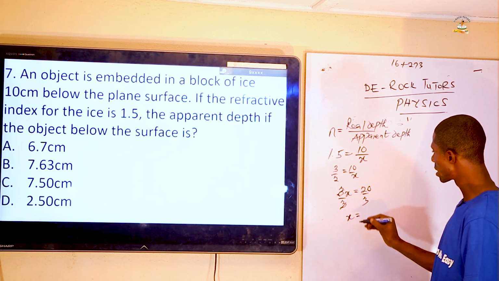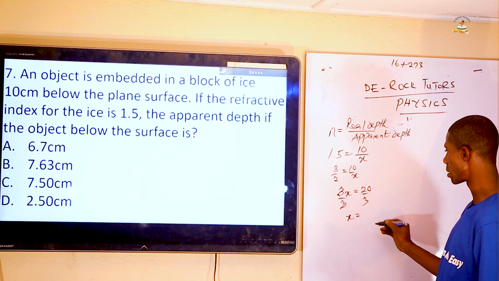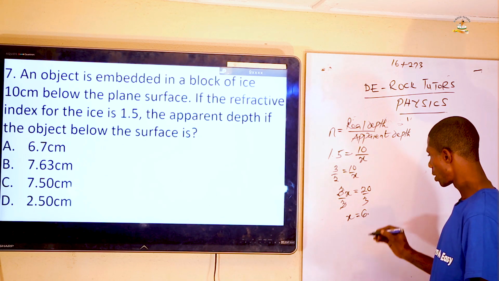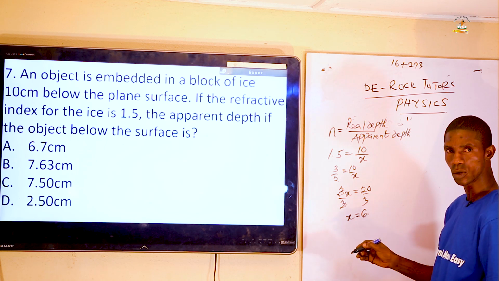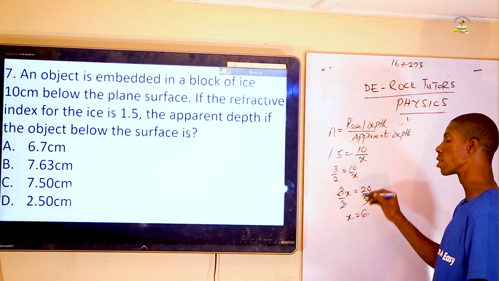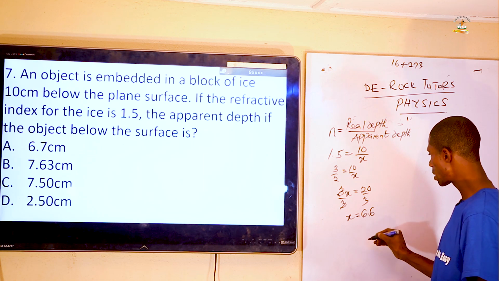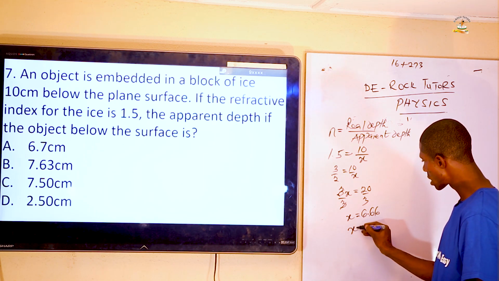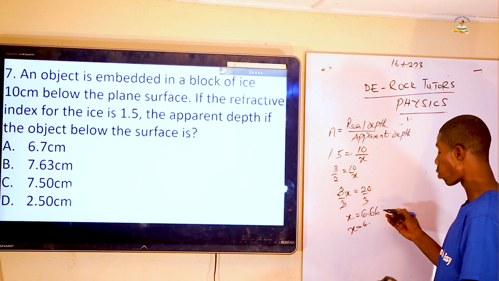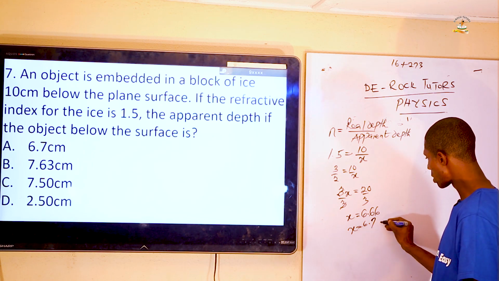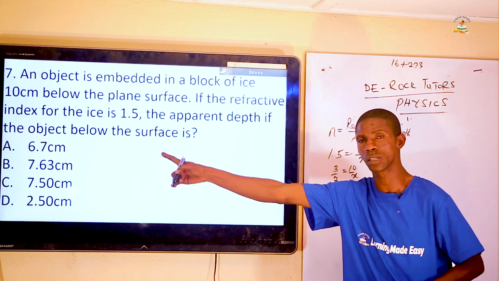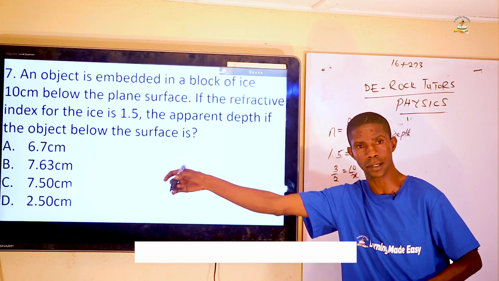So how many times will this 3 now go in 20? It will go 6 times, remainder 2. So that 2 again, if I add 0 to it, I will have 3 in 20 again. That will be 6, and it will continue 6, 6, 6, 6. So I can now make it to 1 decimal place, 6.7 in centimeter. So the answer to that question will give us 6.7, which is option A.